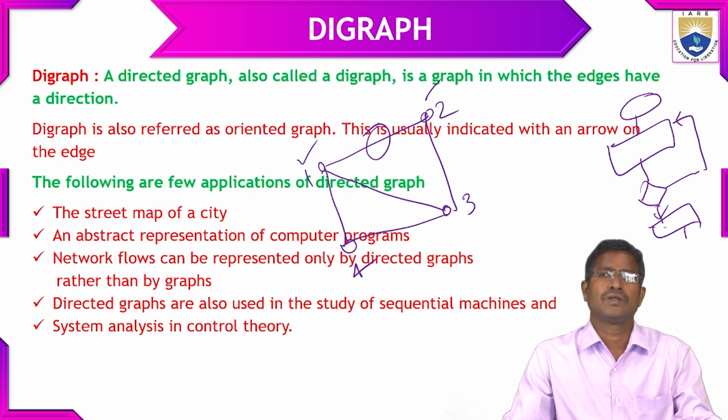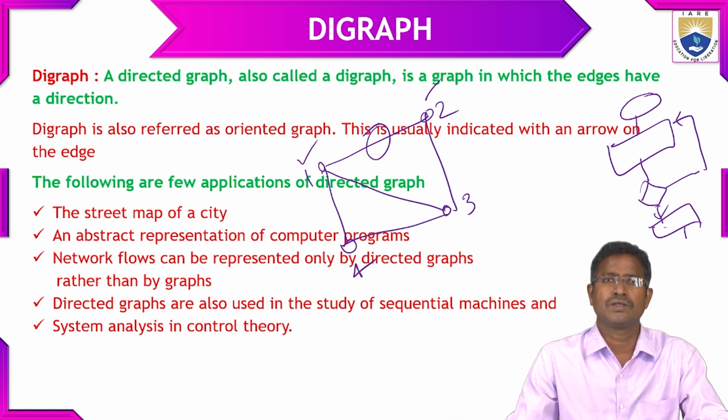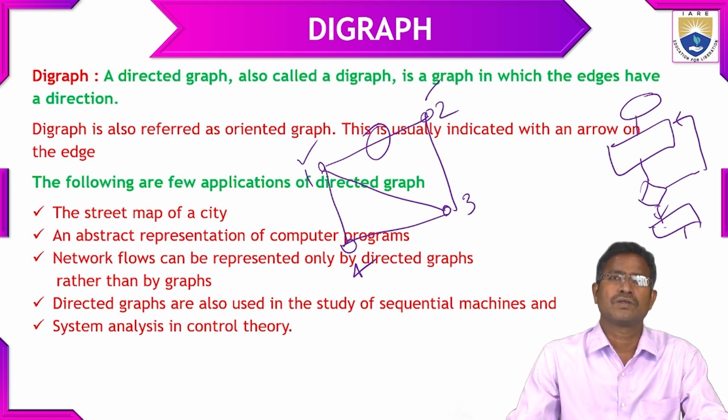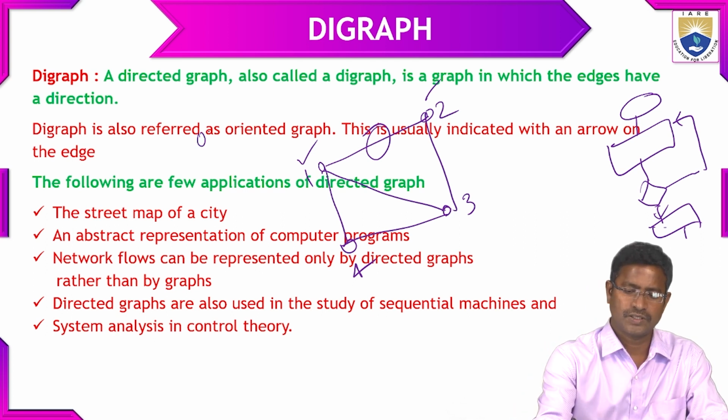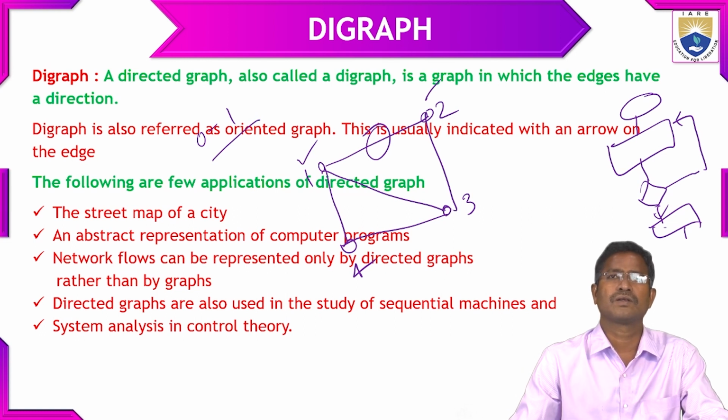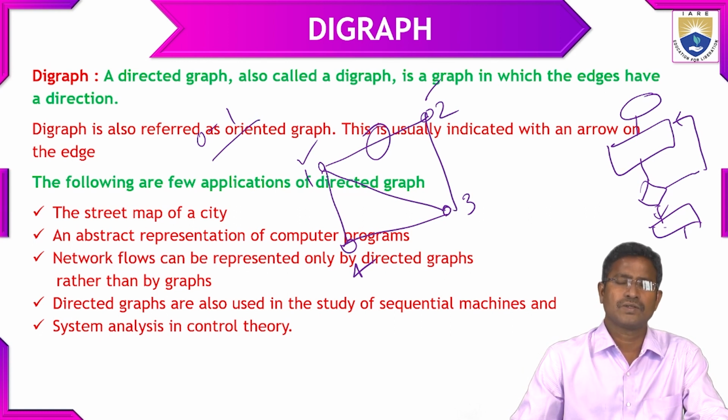Another one is in electronics, sequential machines. We can see most electronic applications use zeros and ones. And the next one is control systems, system analysis and control theory.